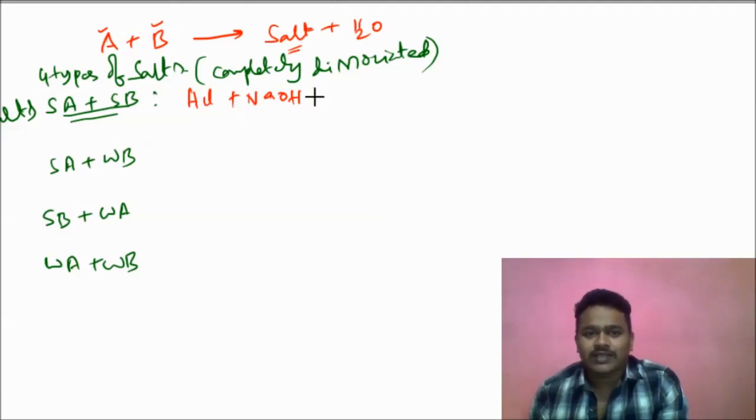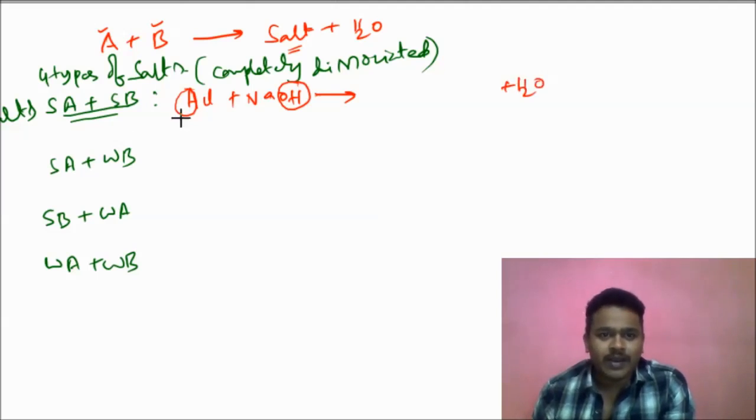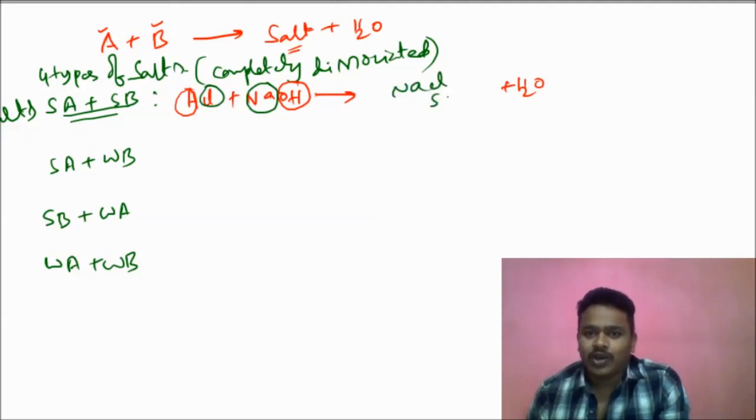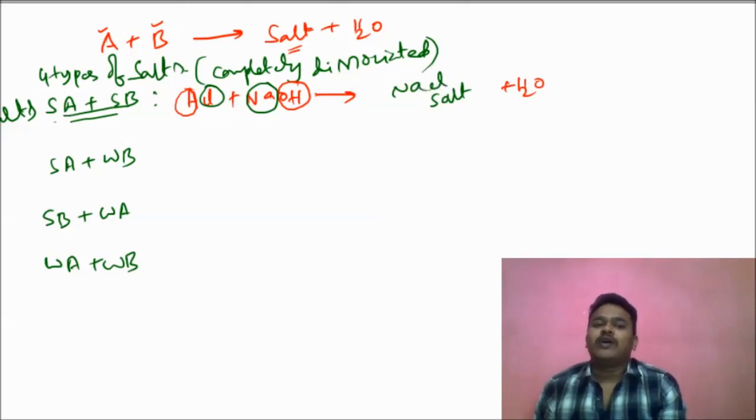HCl I know is a strong acid. NaOH I know is a strong base. What are they giving when combined? This H and this OH come out as water. What remains is Na and Cl, coming out as NaCl. So this is a salt. What type of salt? NaCl is a salt of strong acid and strong base.